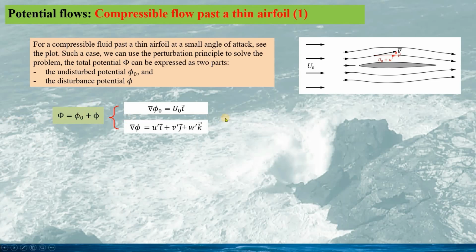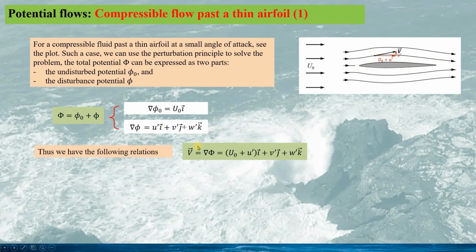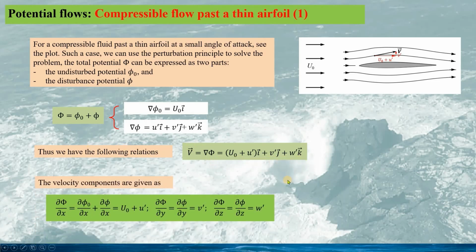The incoming flow is from the x-axis, while the disturbance velocities u prime, v prime, and w prime are superimposed on the uniform flow. See the plot here. And the total velocity can be expressed as this. So in detail, we can obtain the relation for the velocity component along the x-axis, y-axis, and z-axis respectively.